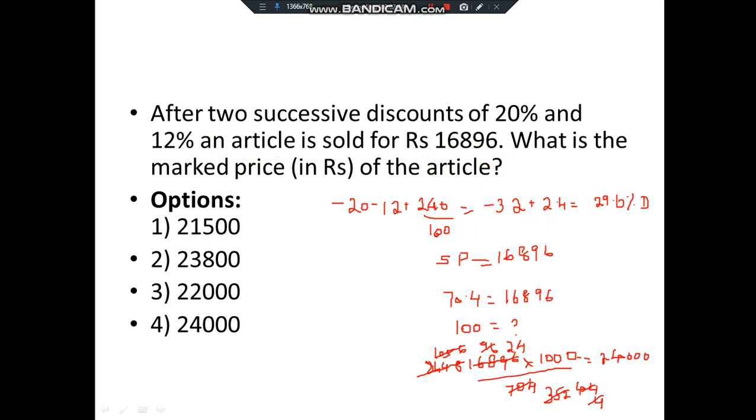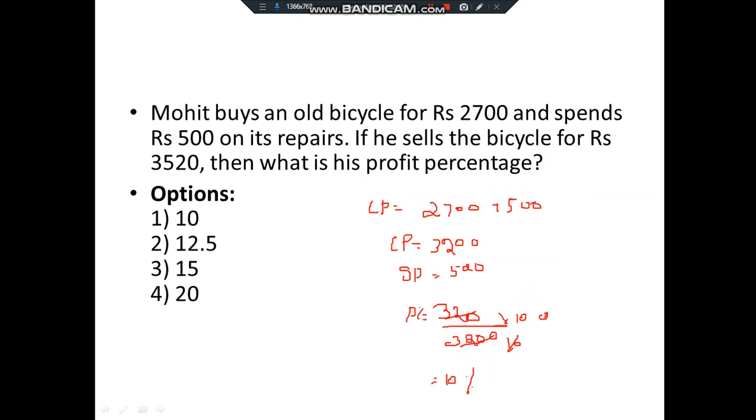Okay. Next question. If Mohit buys an old bicycle for rupees 2,700 and spends rupees 500 on its repair, if he sells the bicycle for rupees 3,520, then what is his profit percentage? So actually the cost price is 2,700, but he spends 500 on its repair. So total how much he spent? 3,200, right? So that also will come under cost price. So 3,200 is your cost price and 3,520 is your selling price. Find the profit percentage.